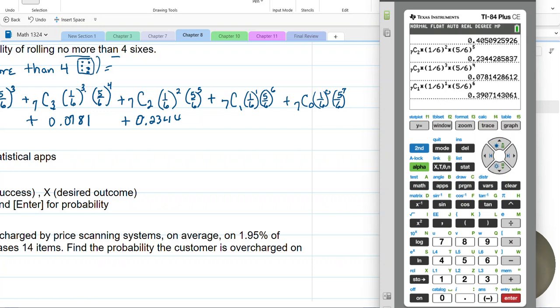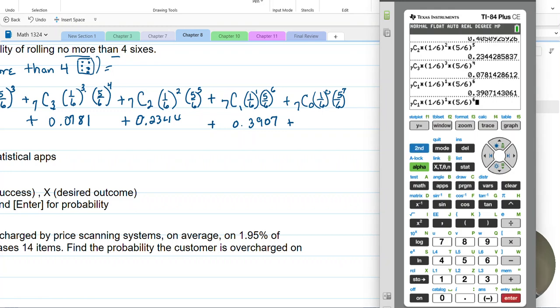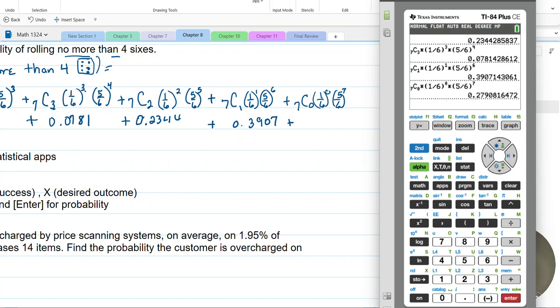So now that one is 0.3907. And I'm now at the 0. I'm almost done. Well, you can see patience is a virtue. Now I make that one a 7. 0 and 7 is 7. And my last one is 0.2791.